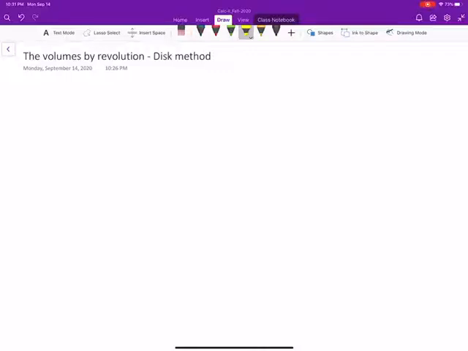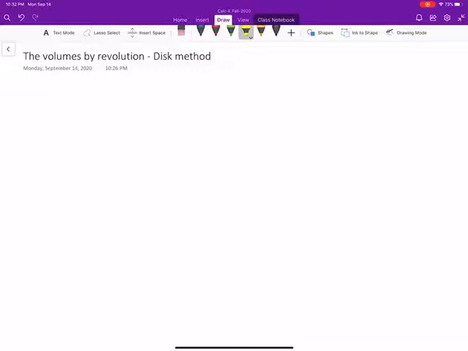Hello. Today we are going to learn how to compute volumes by using integration. The topic of this lecture is volumes by revolution. Actually, volumes by revolution topic has two subtopics. The first subtopic is disk method. The other subtopic is washer method. Today we're going to cover the first subsection, which is the disk method.